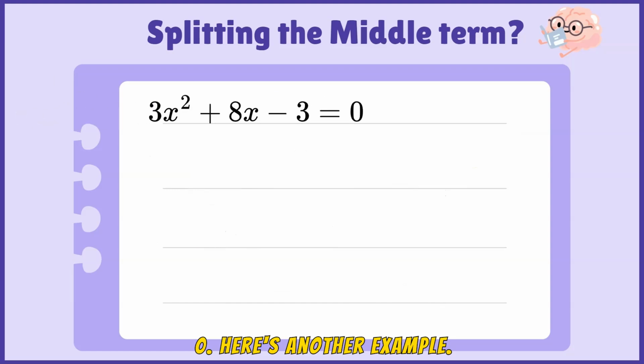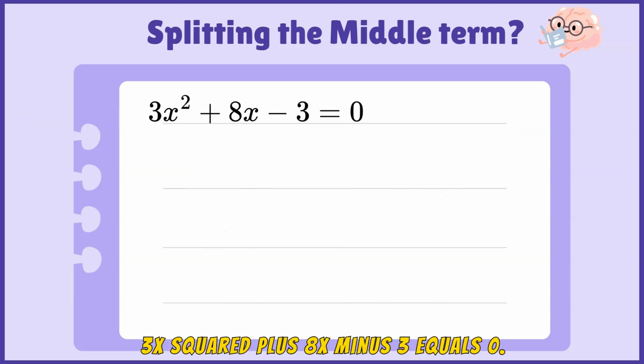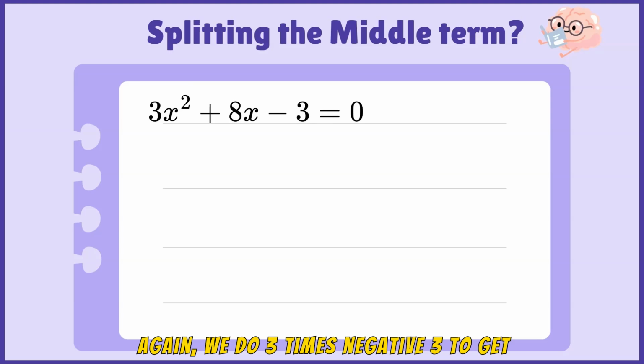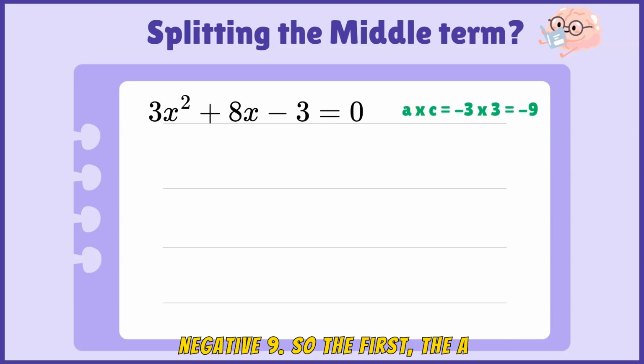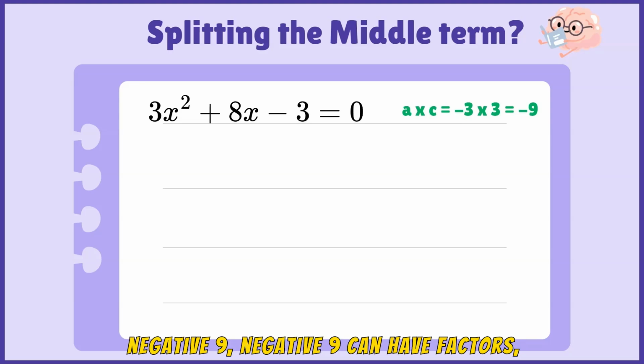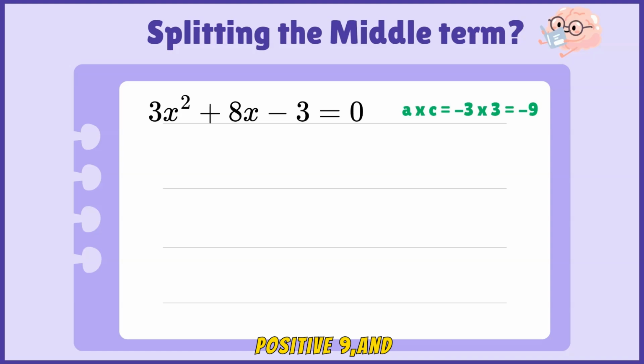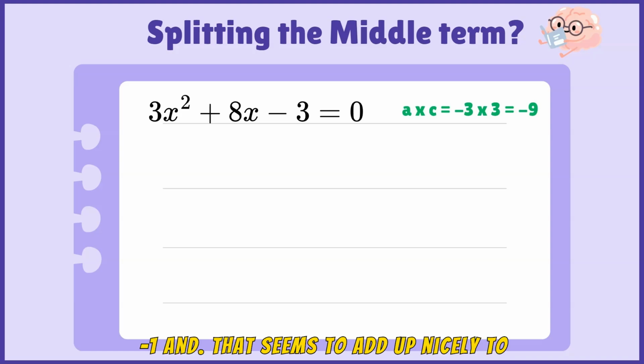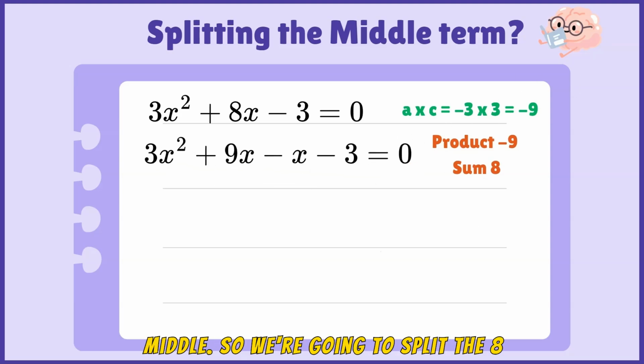Here's another example. 3x squared plus 8x minus 3 equals 0. Again, we do 3 times -3 to get -9. So the a times the c value, we think of factors of -9. -9 can have factors +9 and -1, and that seems to add up nicely to +8, which is the number in the middle. So we're going to split the 8x into 9x minus x. We've split the +8x into 9 minus 1.